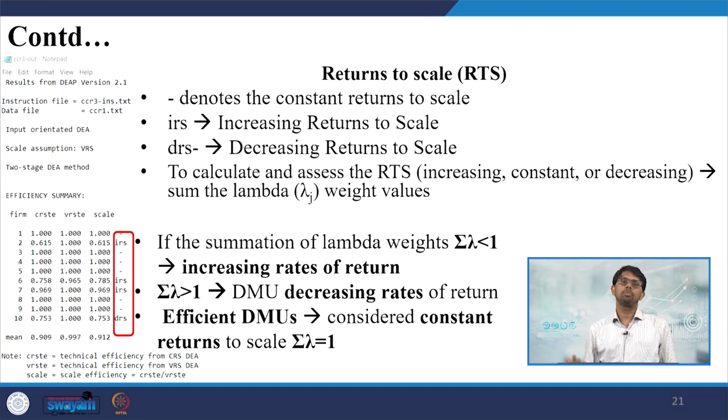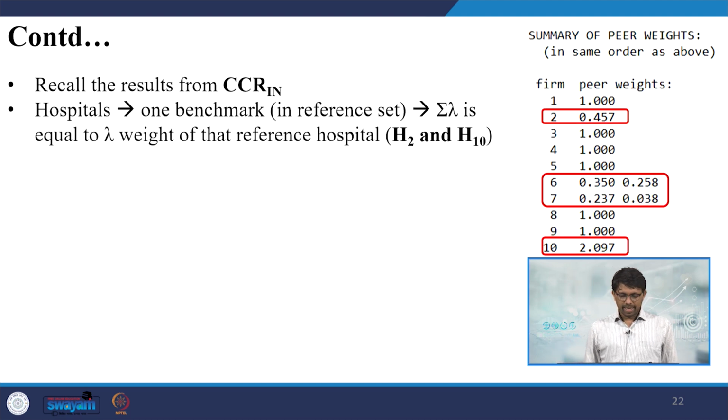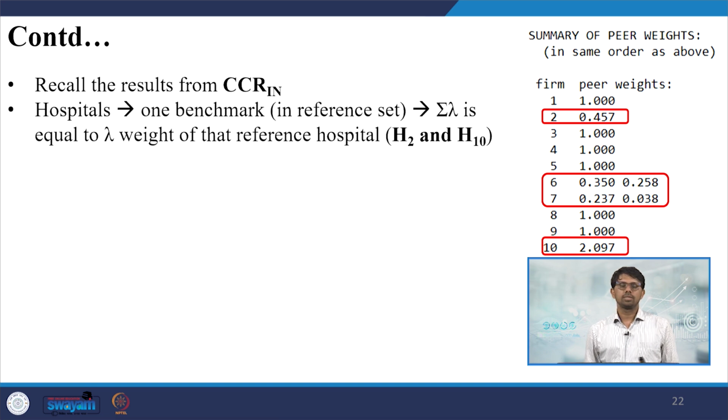If the sum of lambda is greater than 1, then those particular DMUs are considered to be decreasing returns to scale, or decreasing rates of return. However, those where the sum of lambda equals 1 are considered to be the efficient DMUs. Okay. So again, you just check the CCR input result, where we discussed those lambdas and their summations.